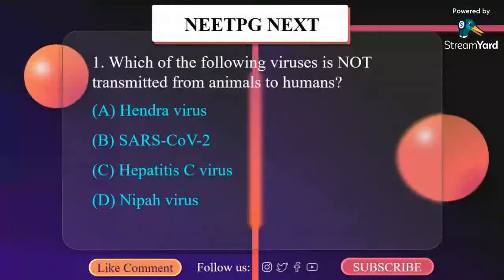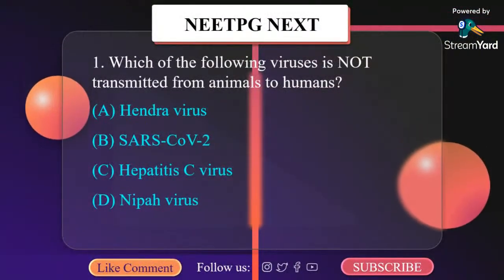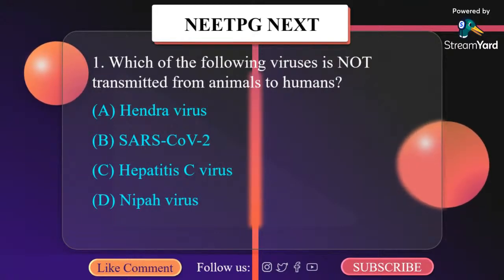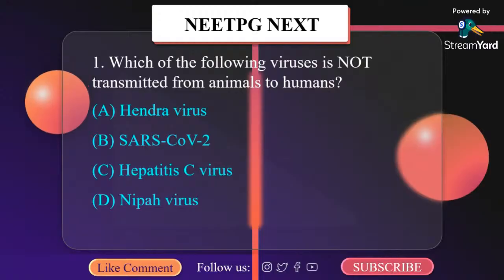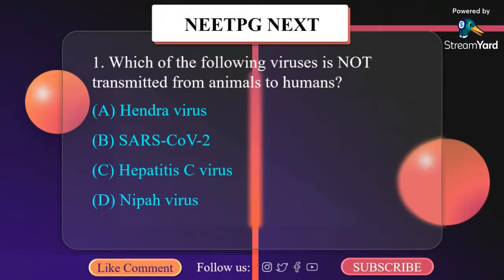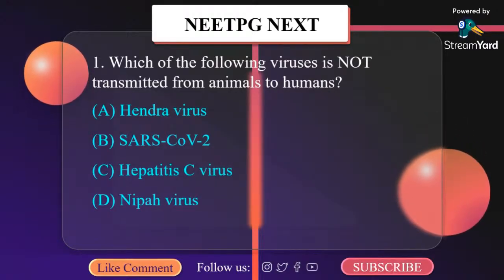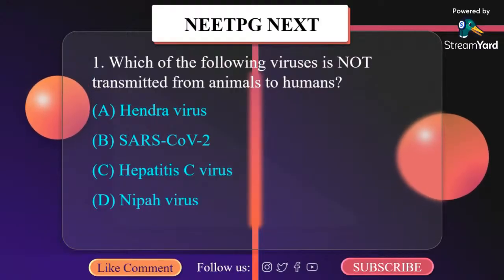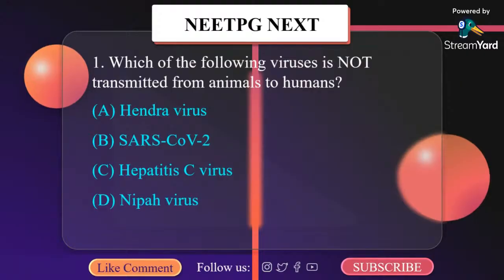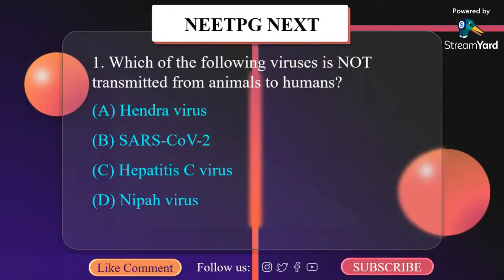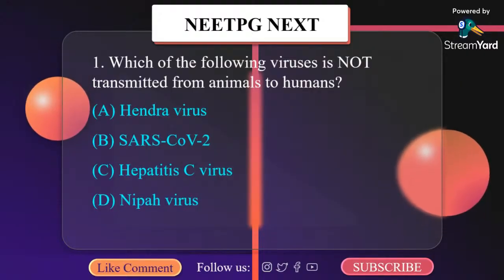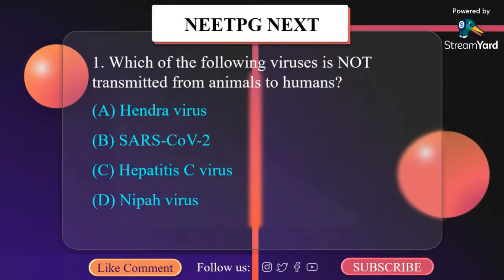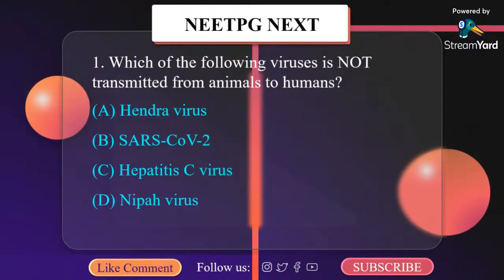Which of the following virus is not transmitted from animals to humans? A. Hendra virus, B. SARS-CoV-2, C. Hepatitis C virus, D. Nipah virus. Nipah virus, SARS-CoV-2, Hendra virus, they are all transmitted from animals to humans. Only hepatitis C virus is not transmitted from animals to humans. Hepatitis C virus is primarily transmitted through blood-to-blood contact and is not considered a zoonotic virus. In contrast, Hendra, Nipah, SARS-CoV have zoonotic origins.